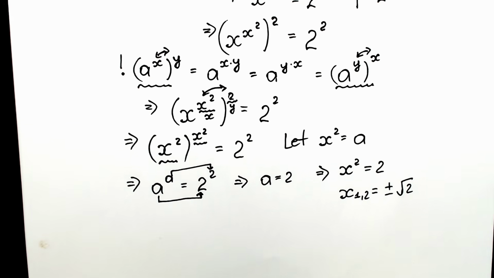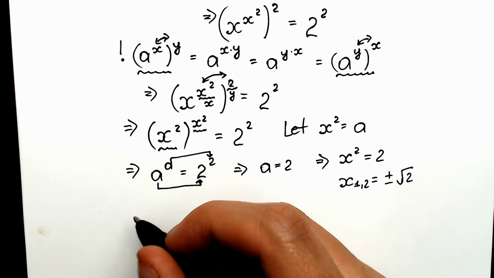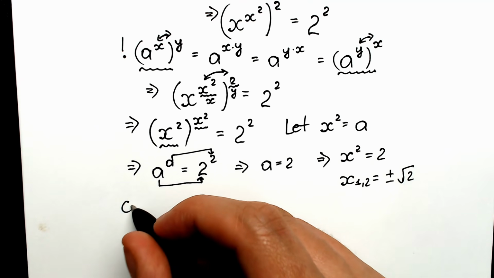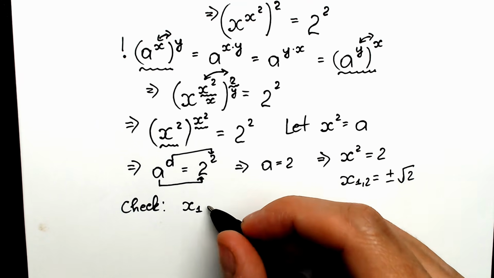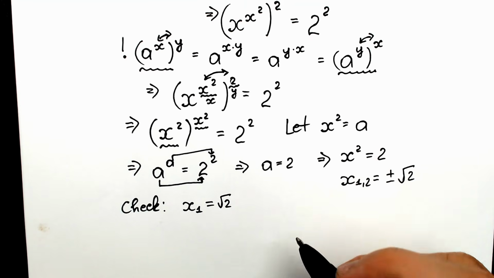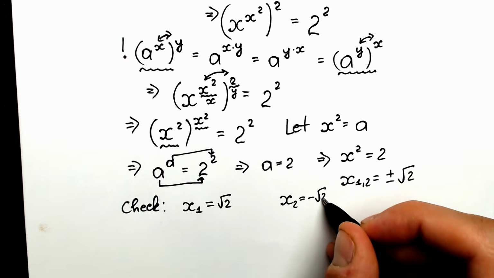So right now let's check this root. Let's prove this root. So let's do the check right here. Check x first equal to, let's go with the plus sign, so x first equal to square root of 2, and on the right side let's check x second equal to minus square root of 2.